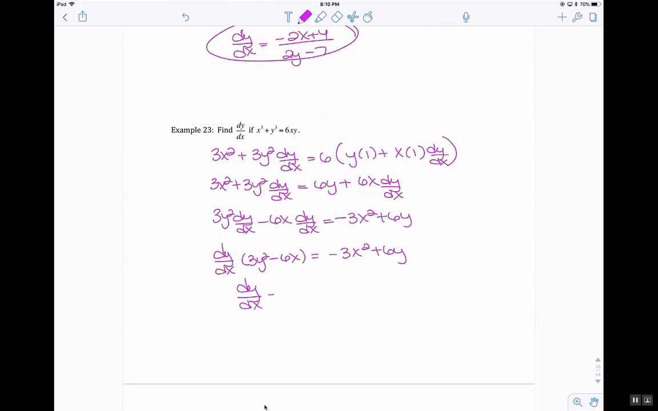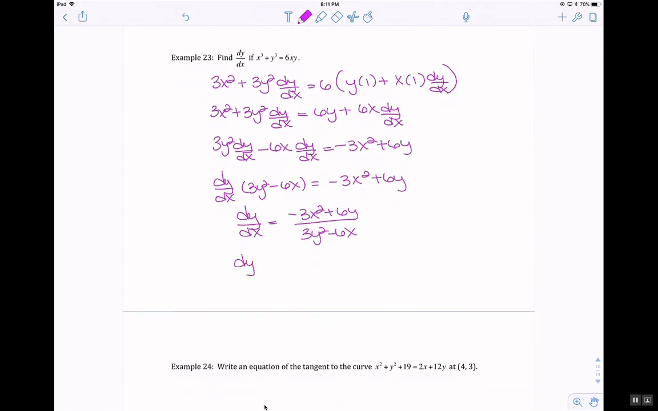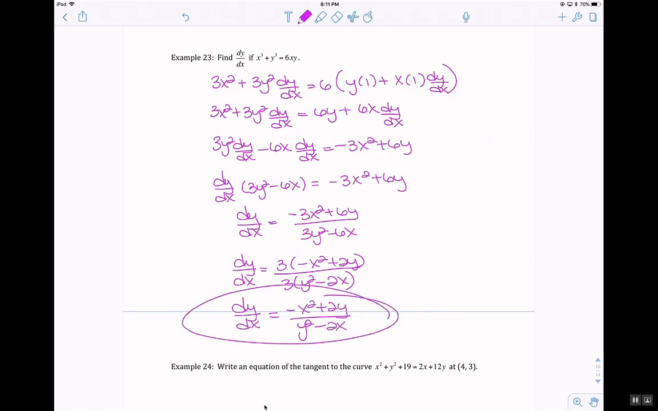So dy/dx is negative 3x squared plus 6y divided by positive 3y squared minus 6x. They all have a common 3, numerator and denominator. So I have 3 times negative x squared plus 2y over 3 times y squared minus 2x. The 3's cancel out, so dy/dx is negative x squared plus 2y divided by y squared minus 2x. Okay.